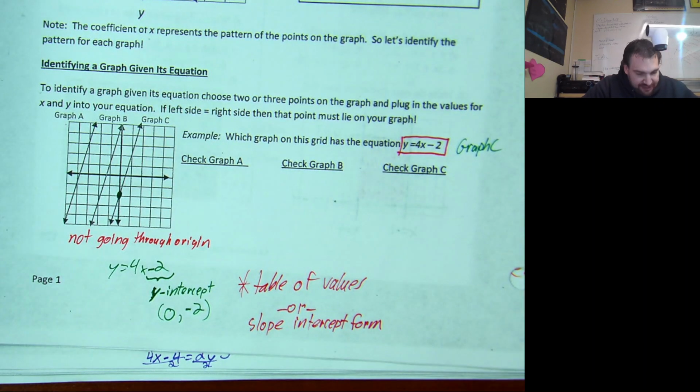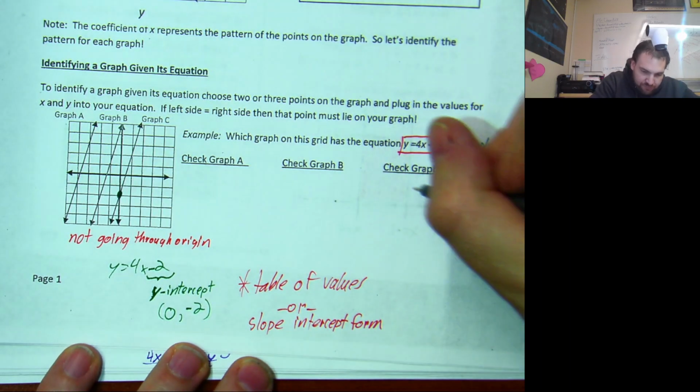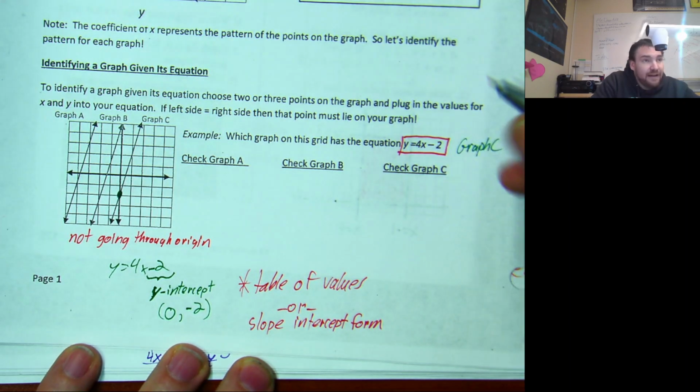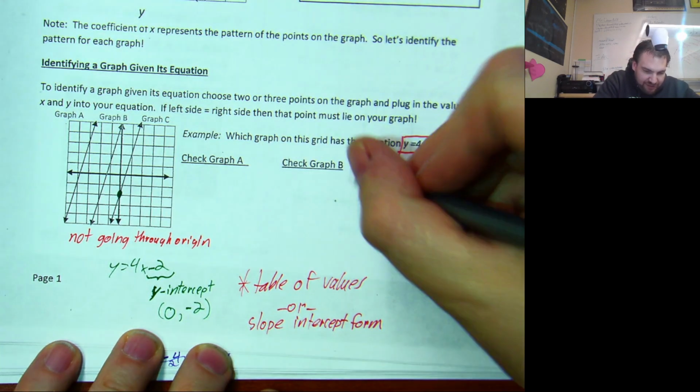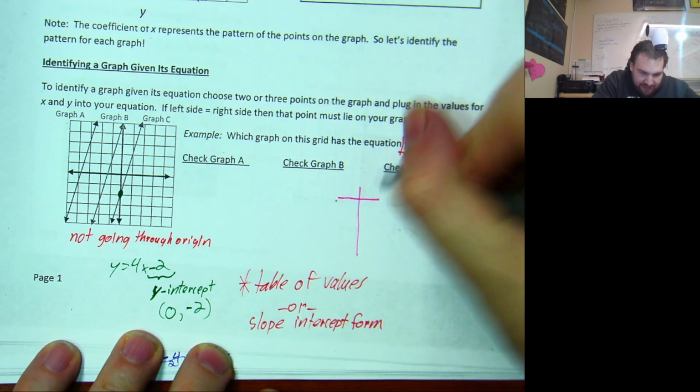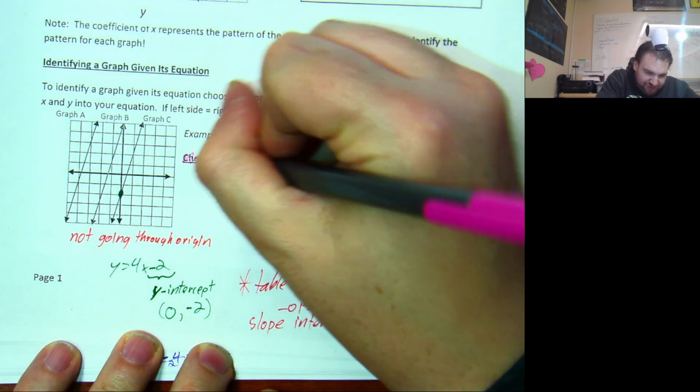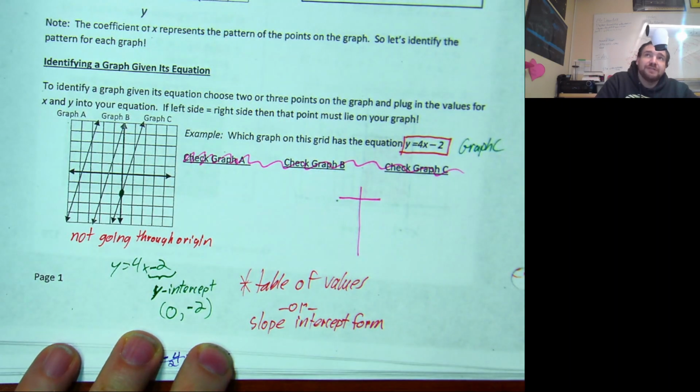Let's prove it using a table of values. So I've got this relationship, y equals 4x minus 2. Table of values is just more work. At some point, it's not going to matter whether you choose the algebra or not. Okay, so we're going to scribble out this checking graph A, B, and C business. We're just going to do the table of values.